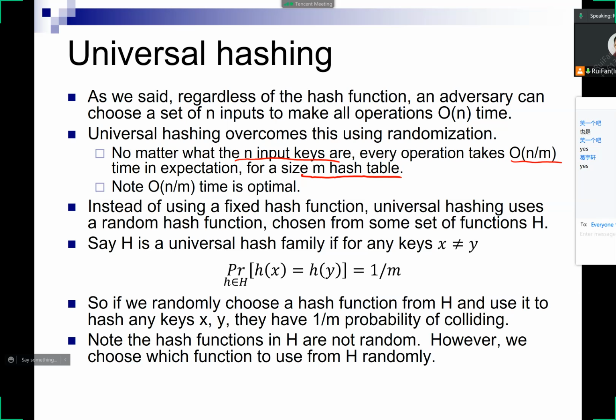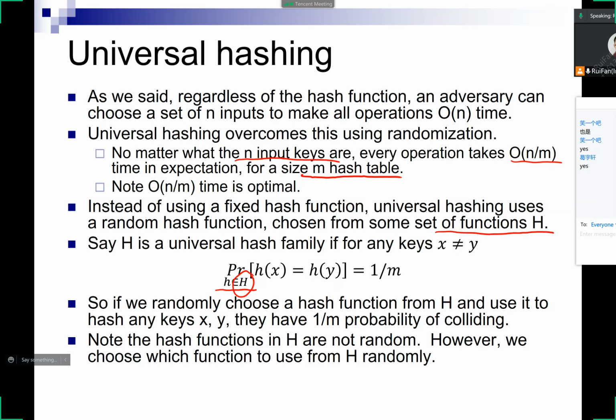The way universal hashing works is that we're not going to use a fixed hash function. Instead, we're going to use a big set of hash functions called capital H. When you're given a set of keys, you're going to pick a random hash function out of your family, capital H, of hash functions. We're going to select this capital H in a way that if you pick a random hash function, then for any two keys x and y, the probability that x and y collide is 1 divided by m, where m is the table size.